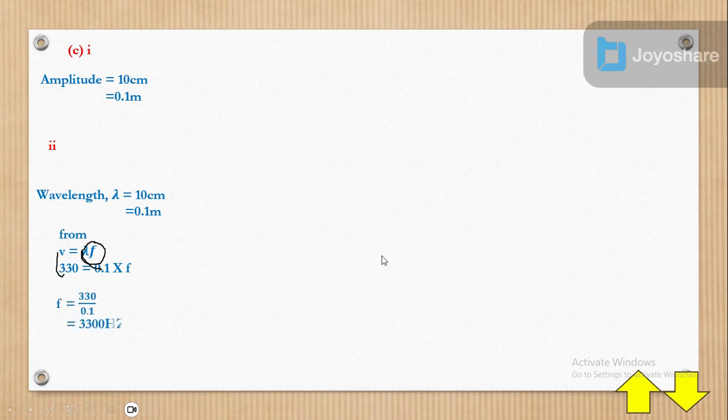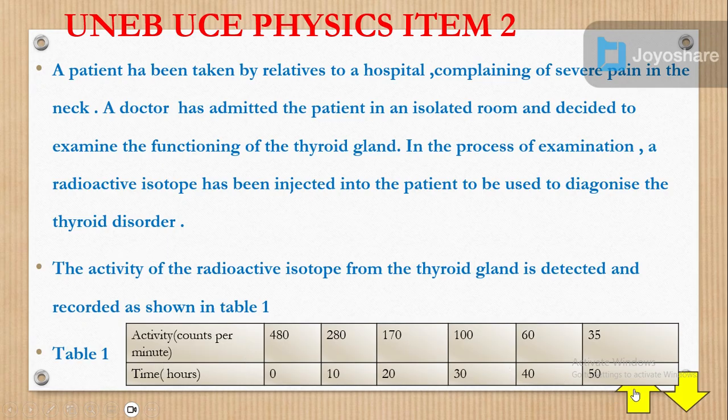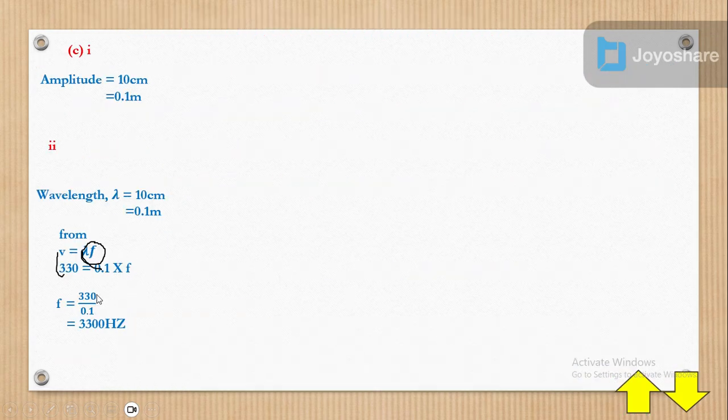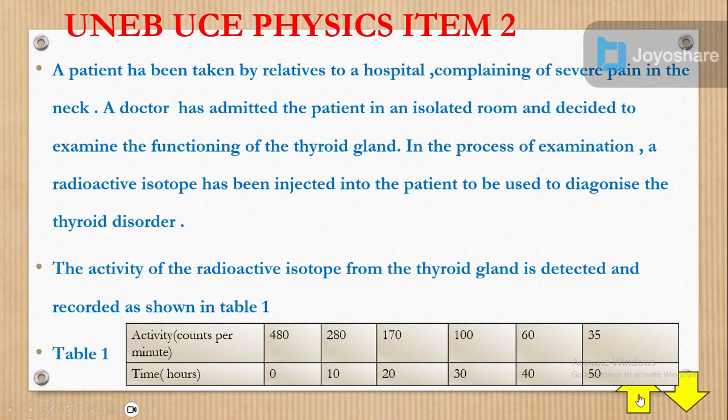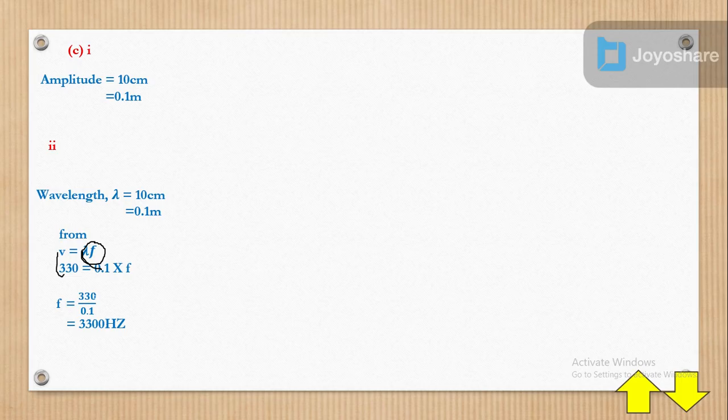When you substitute and make F the subject, we shall have 330 divided by 0.1. I've made F the subject. That gives us 3,300 Hz, and that was the frequency of the waveform.